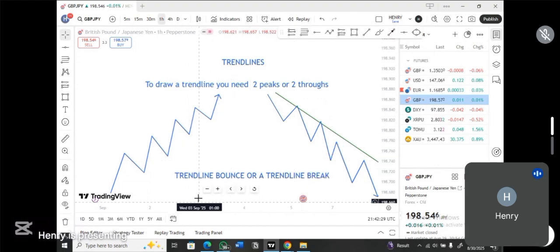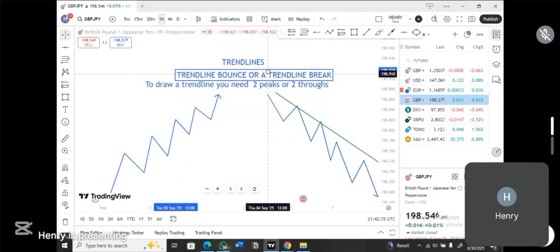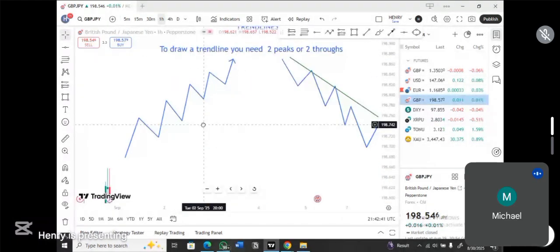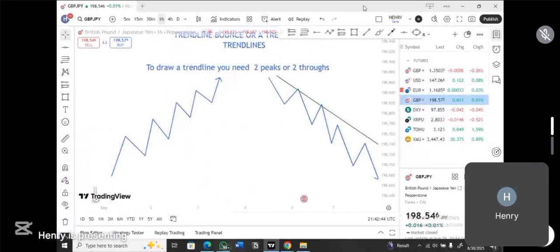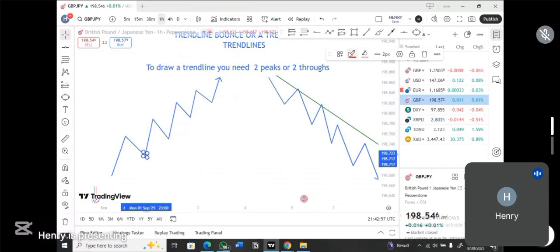So the trend line strategy is either a trend line bounce or a trend line break. Let's start with the trend line bounce. You say peaks and troughs. This is one of the troughs, right? Troughs are lows, peaks are highs.